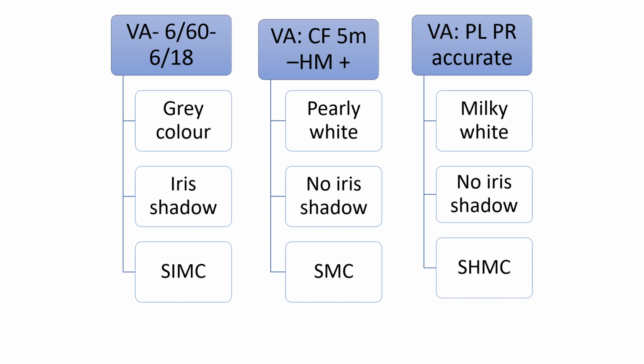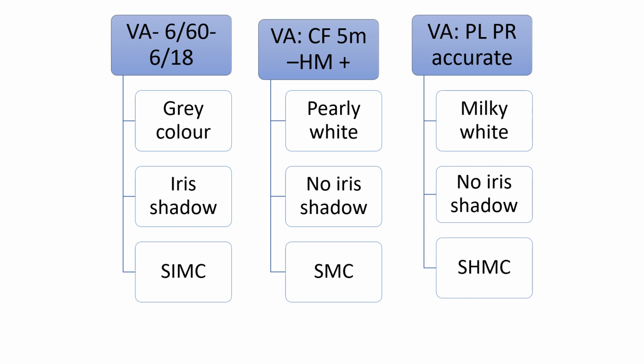So again, please remember, the visual acuity should correlate with the color of the lens and with your diagnosis. If it's a senile immature cortical cataract, your vision should be between 6/60 to 6/18. But if you have a vision of hand movements and you have a senile immature cortical cataract, you should understand that the cataract does not explain the visual loss. So you're probably looking for something else along with cataract, like diabetic retinopathy or age-related macular degeneration.